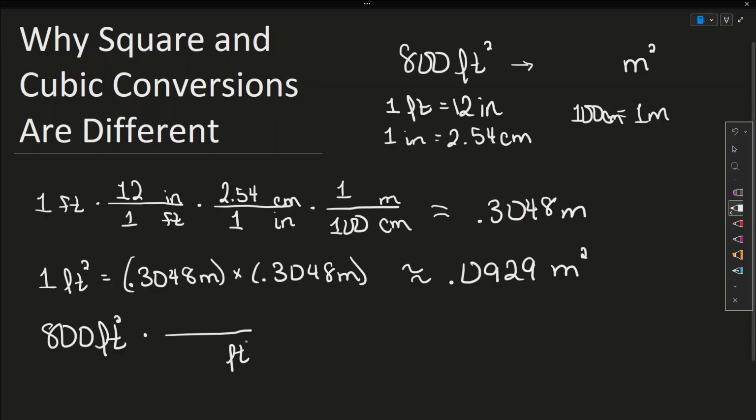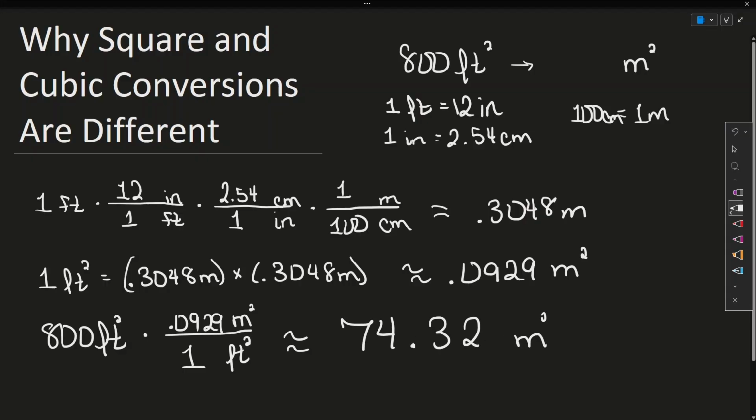we put our square feet on the bottom, our square meters on the top. 1 square foot is 0.0929 square meters. When we work this out, we get about 74.32 square meters. So we had to do a little bit more conversion. We started with feet, then we had to square that conversion to get from square feet to square meters. We can then use this conversion factor.